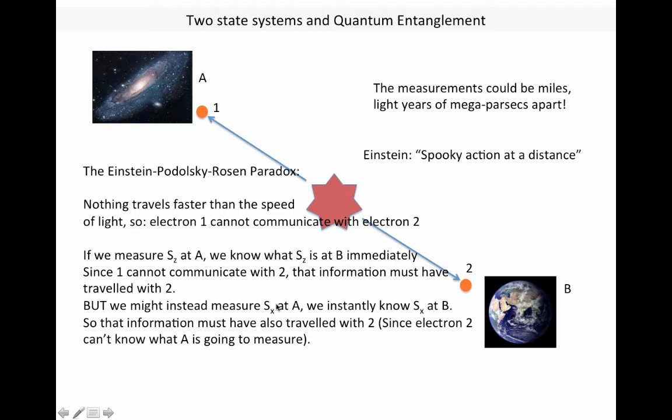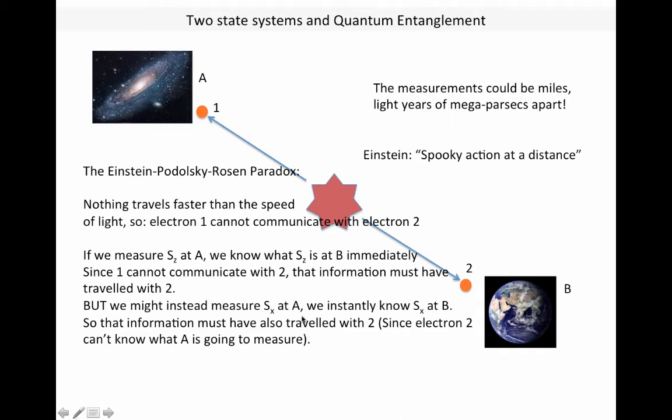And if it does that, as we've seen, we then instantly know what the X component of spin is at B. And again, since the electrons can't communicate with each other, that information must also have traveled with electron 2, since electron 2 cannot know what A is going to measure. And this is crucial because electron 2 does not know ahead of time what observer A is going to measure, whether it's going to measure the Z component or the X component of spin or the Y component of spin, then electron 2 must carry with it that information.